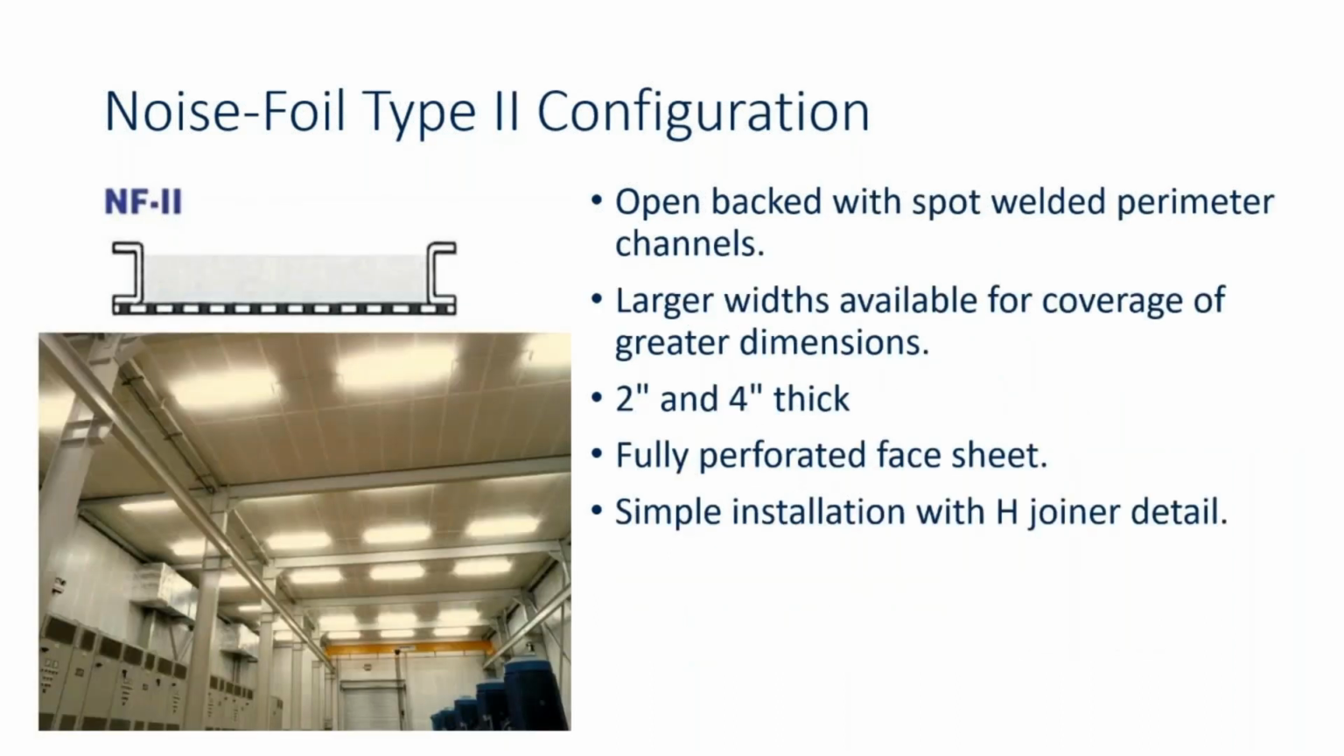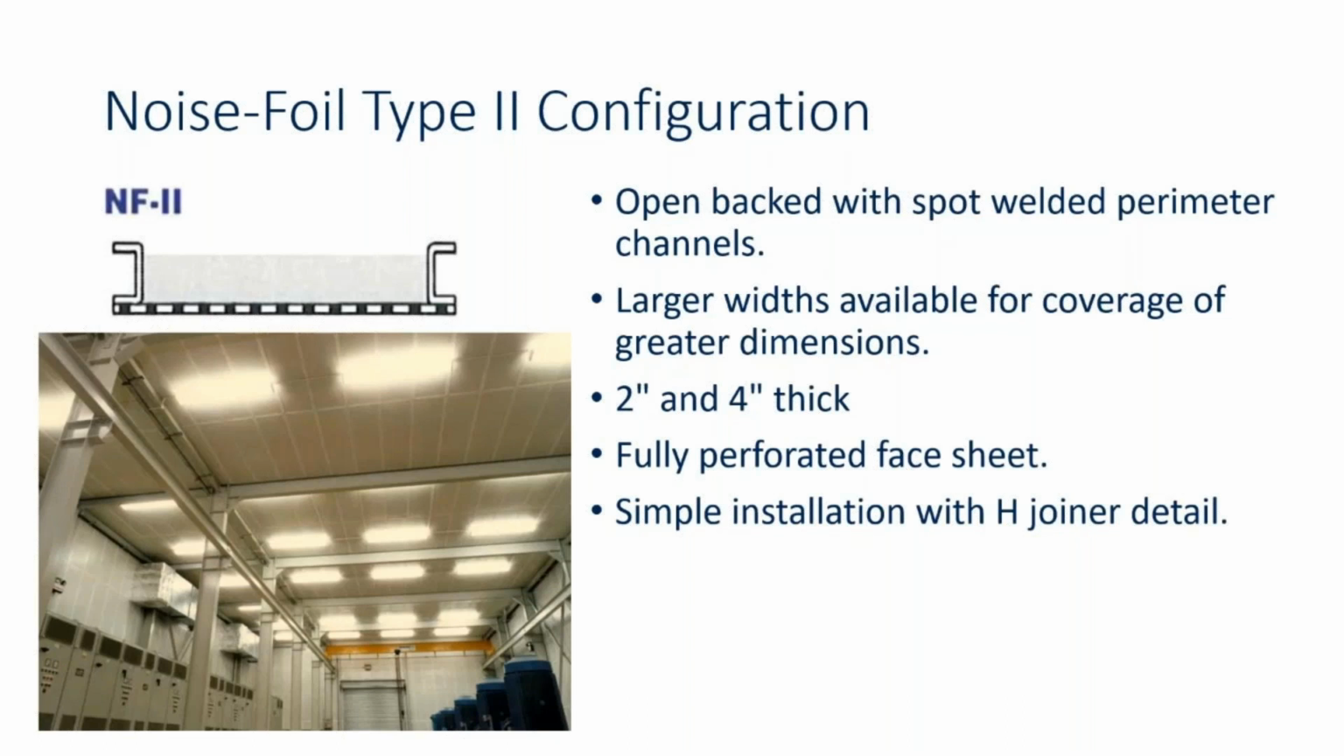Noise foil type 2 panels are a slightly more complicated version. Noise foil type 2 panels are fabricated with a perforated sheet metal base and then a perimeter set of channels either on 2 sides or 4 sides to provide the required depth for the acoustical insulation. Noise foil 2 panels are intended for large area applications where there is a desire to reduce the amount of installation time and reduce the amount of panels that the installation team has to handle.